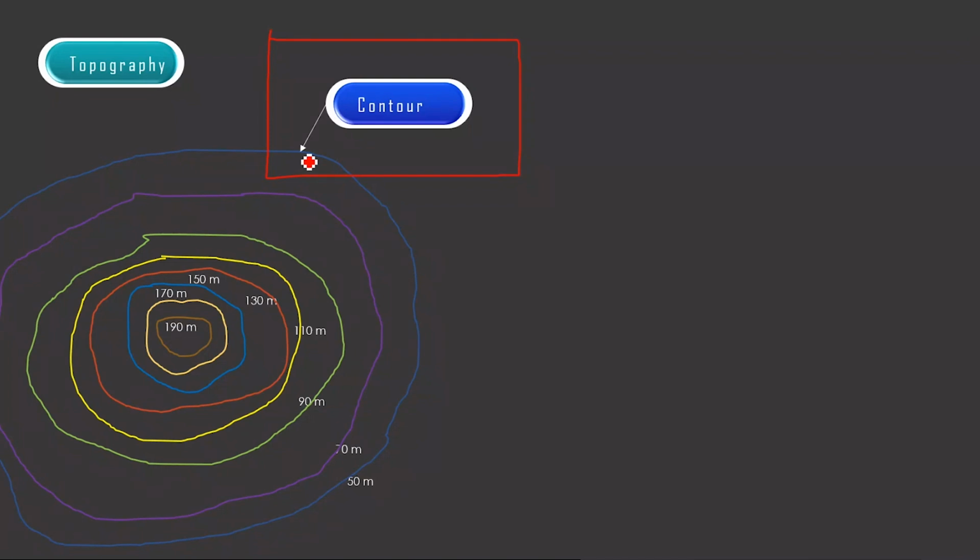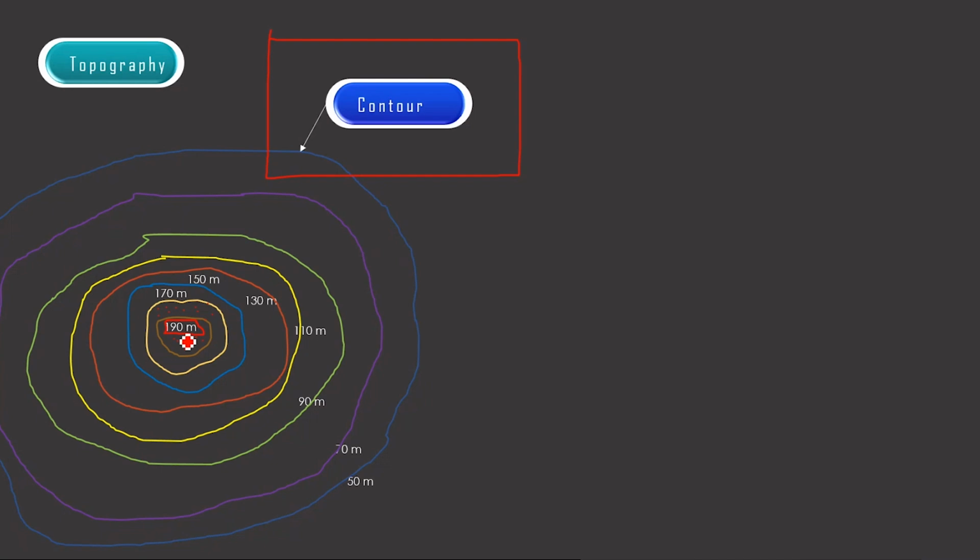So this is what we call a contour, and these contours will have values. Here the primary value of 190 is given to this particular contour, and if I am anywhere inside that, the value should be more than 190, and this is 190 to 170. So if I am anywhere in between, the value is going to be between 170 and 190. Similarly, I can prepare the contours of any area. This is the process you people will be doing in surveying also.